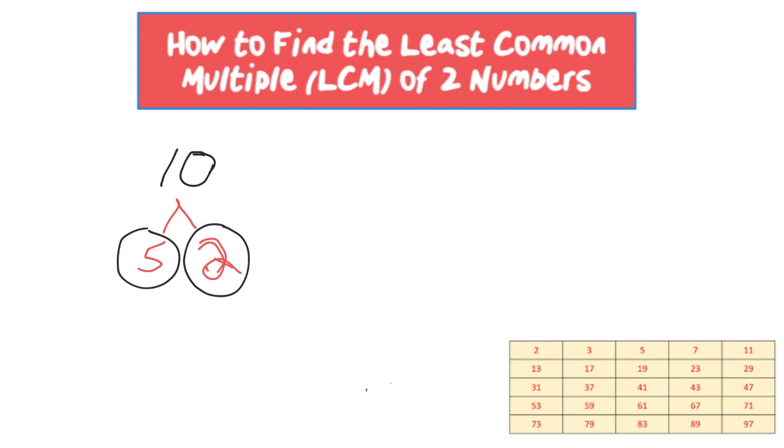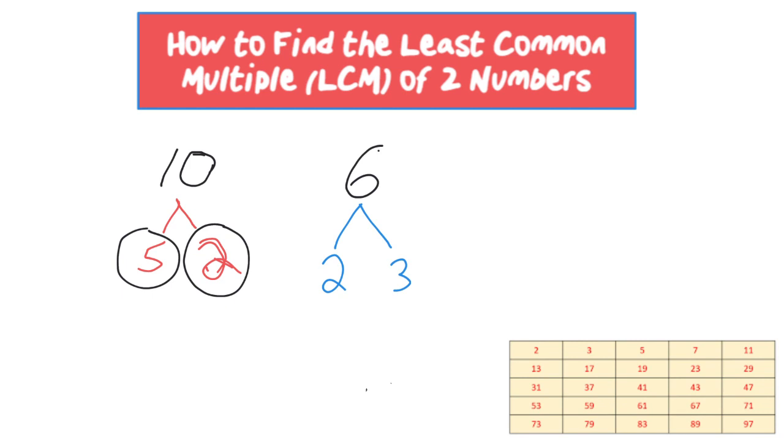Now let's say that we want to look at another number. Let's say 6. And we want to do a prime factorization tree for 6. And so you ask yourself the same question. What two numbers can I multiply together to get 6 other than 1 and 6? Well, I can multiply 2 times 3.